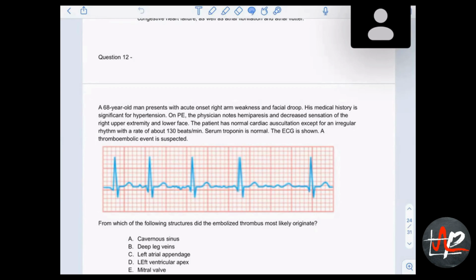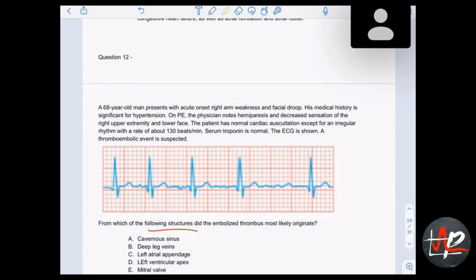All right. Anytime you see an EKG question and they give you an EKG in the question stem, it will be a heavily supporting factor to help you answer it. So, from which of the following structures did the embolized thrombus most likely originate? You can solve this question in honestly about 15 seconds if you know 2 or 3 facts. So going back through our usual method of operations here, you're looking for a structure, so you're thinking about a part of the body.